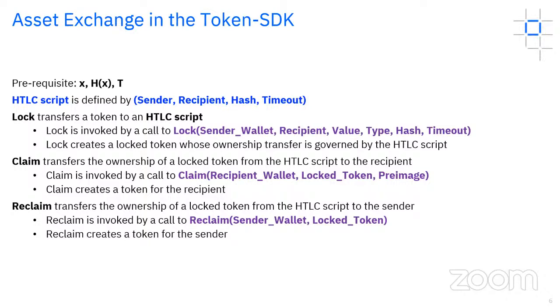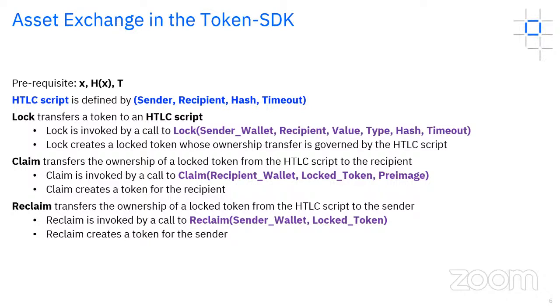And we provide a simple API to build the transaction for locking a token for the HTLC script. So we have the lock that takes the sender wallet, the recipient, the value, the type, and the hash and the timeout. So this is very straightforward. And under the hood, what the lock does is it creates a transfer transaction in which the owner is an HTLC script.